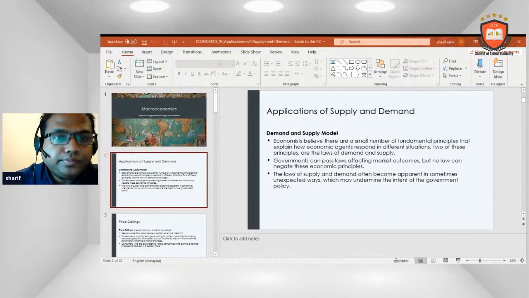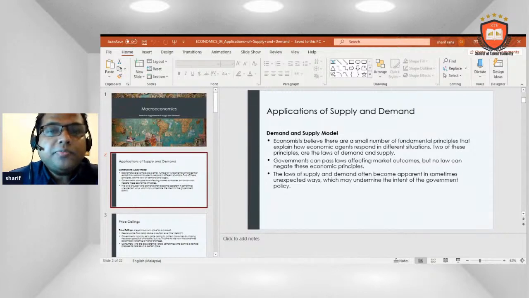Welcome everyone. Today we have another new discussion on the supply and demand model. Economists believe there are a small number of fundamental principles that explain how economic agents respond in different situations. Two of these principles are the law of demand and supply.